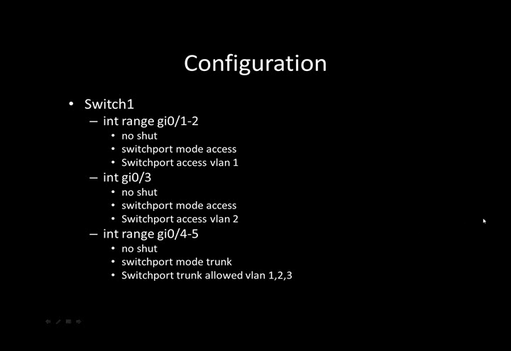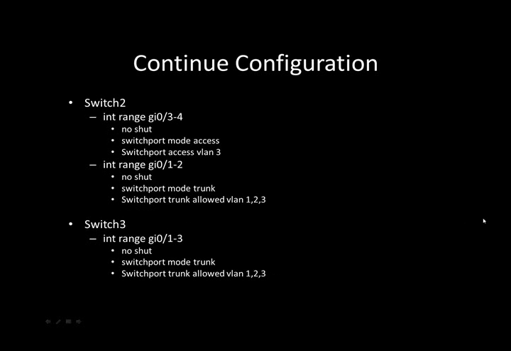To continue configuration onto switch 2, we did interface range GI0/3 to GI0/4 on switch 2. Again, we did a no shut on this switch, and then switchport mode access, switchport access VLAN 3 to create VLAN 3 on switch 2.